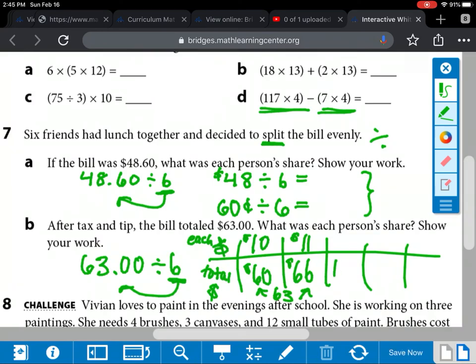So I need to figure out what number is halfway between 10 and 11, and I find that that's going to be 10 and a half, or $10.50, which is how much each person is going to pay. And that is that on that.